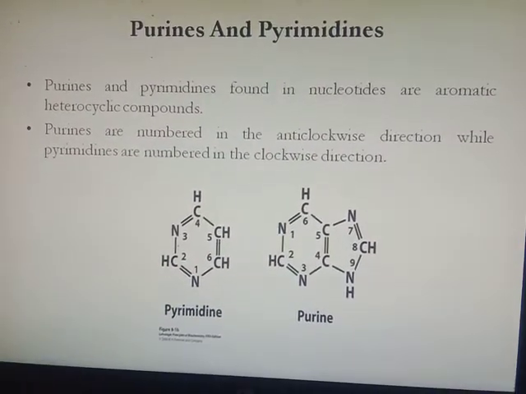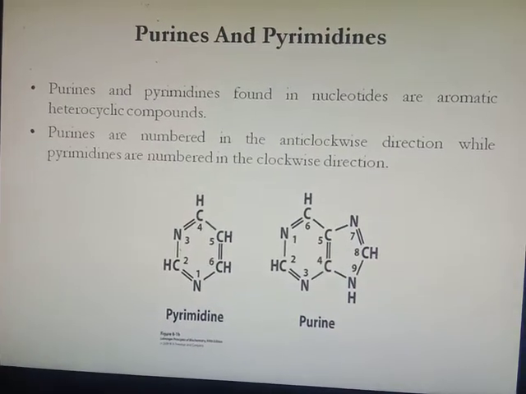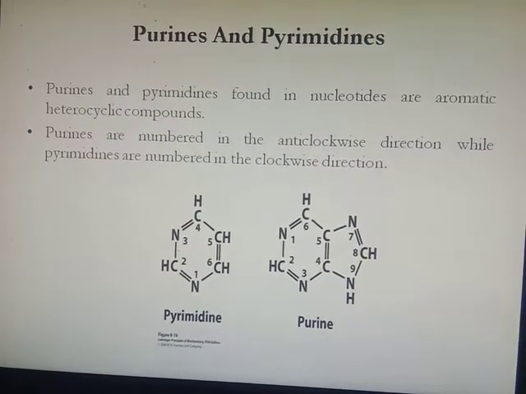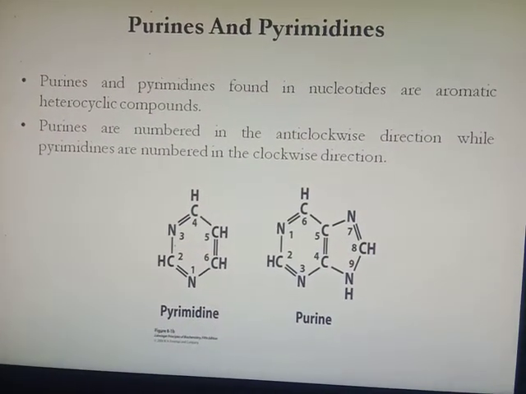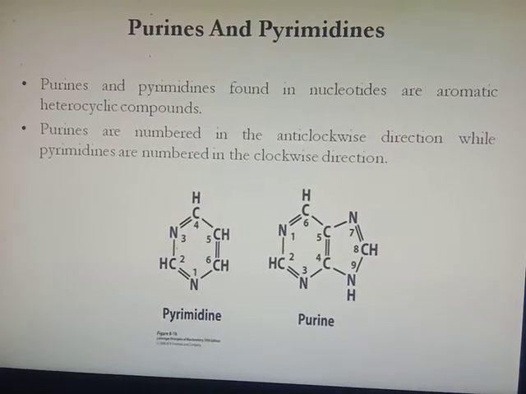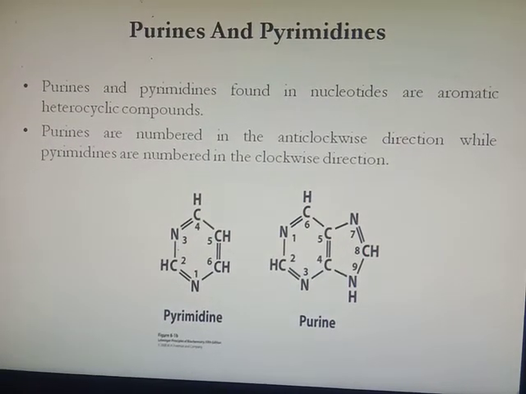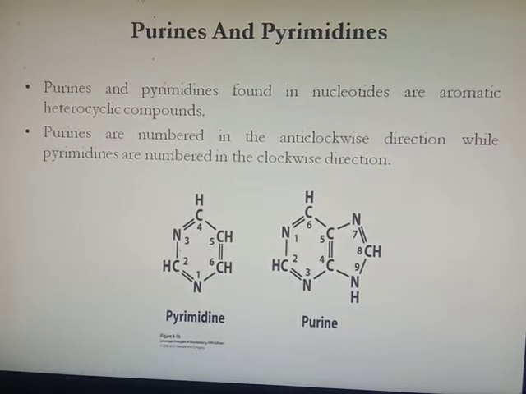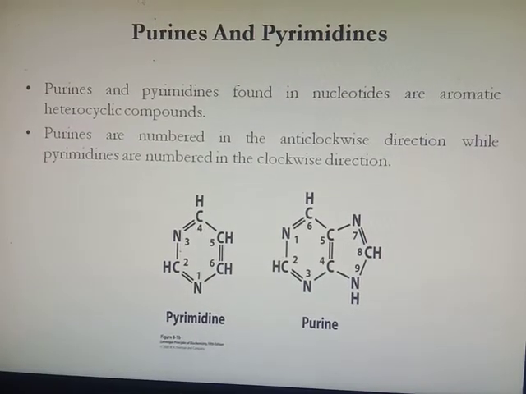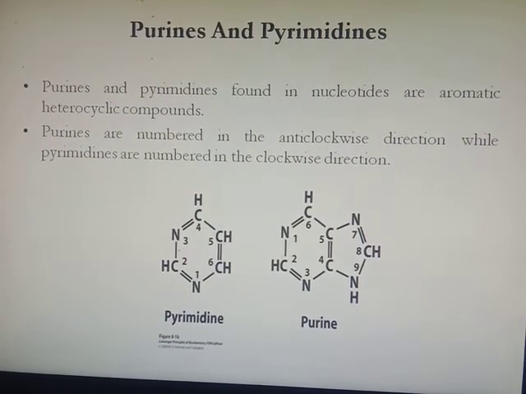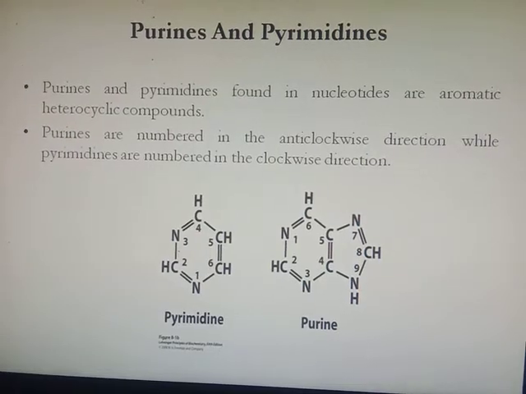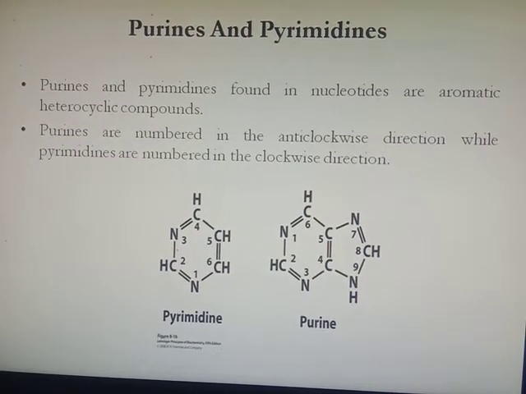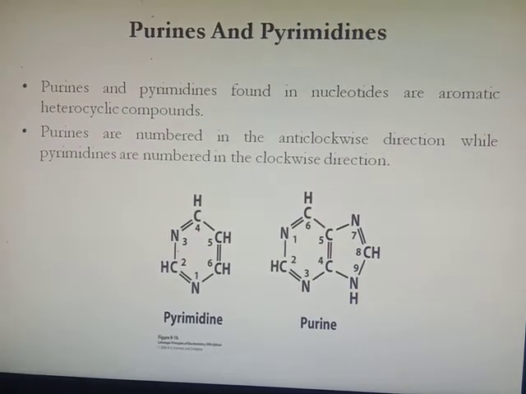Now we will discuss nitrogenous bases, which come under purines and pyrimidines. Purines and pyrimidines found in nucleotides are aromatic heterocyclic compounds, meaning they are cyclic molecules but heterocyclic, meaning they are not symmetrical. Purines are numbered in anti-clockwise direction.